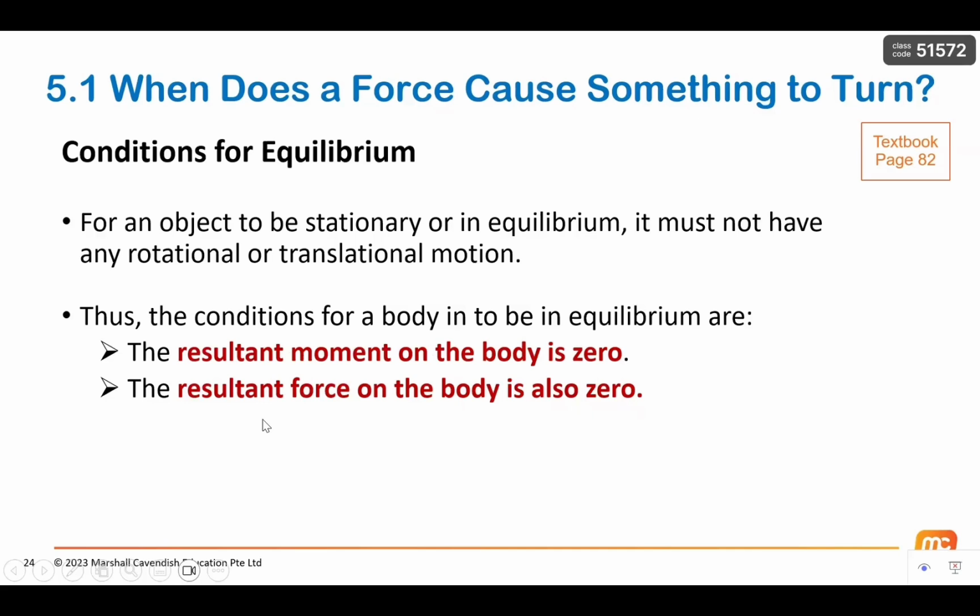This object will not be stationary. In order to be stationary, the resultant force acting on it must also be zero. So these are the two conditions for equilibrium.